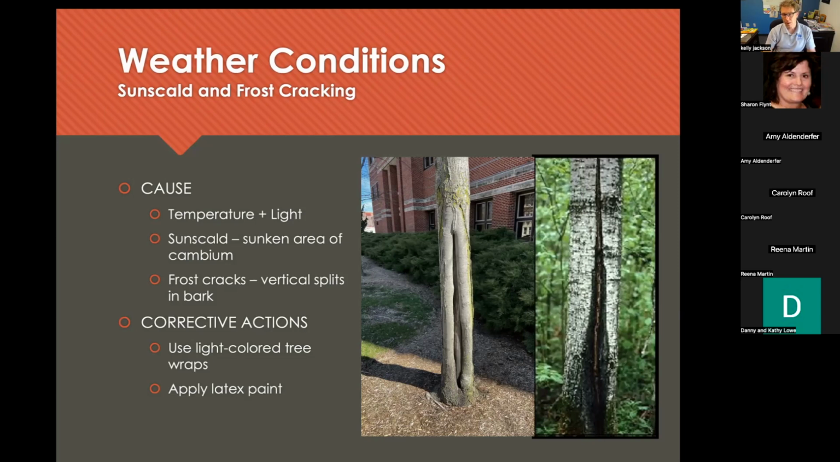This is one of the reasons why you still see some people painting latex paint, white paint, on the trunks of their trees. It should be diluted with water. That's up to you, that's personal preference. It's not going to hurt the tree. It will give you the same effect of protecting it from sun scald, but that one can last a lot longer. So if you're not a big fan of whitewashing on your trees, you might want to stick with the wrap.